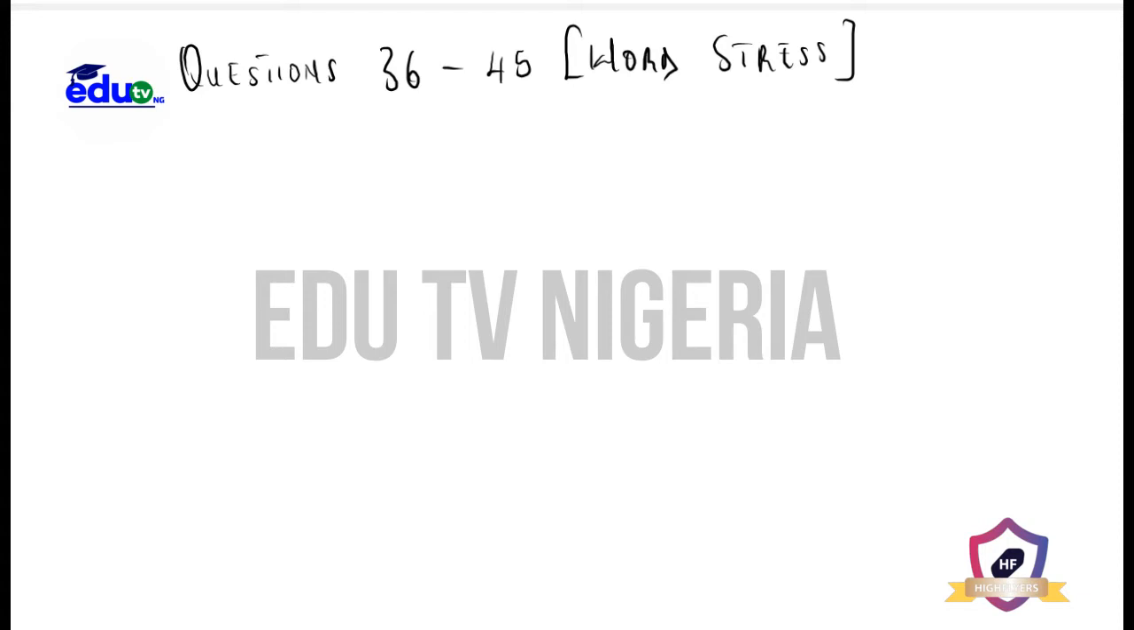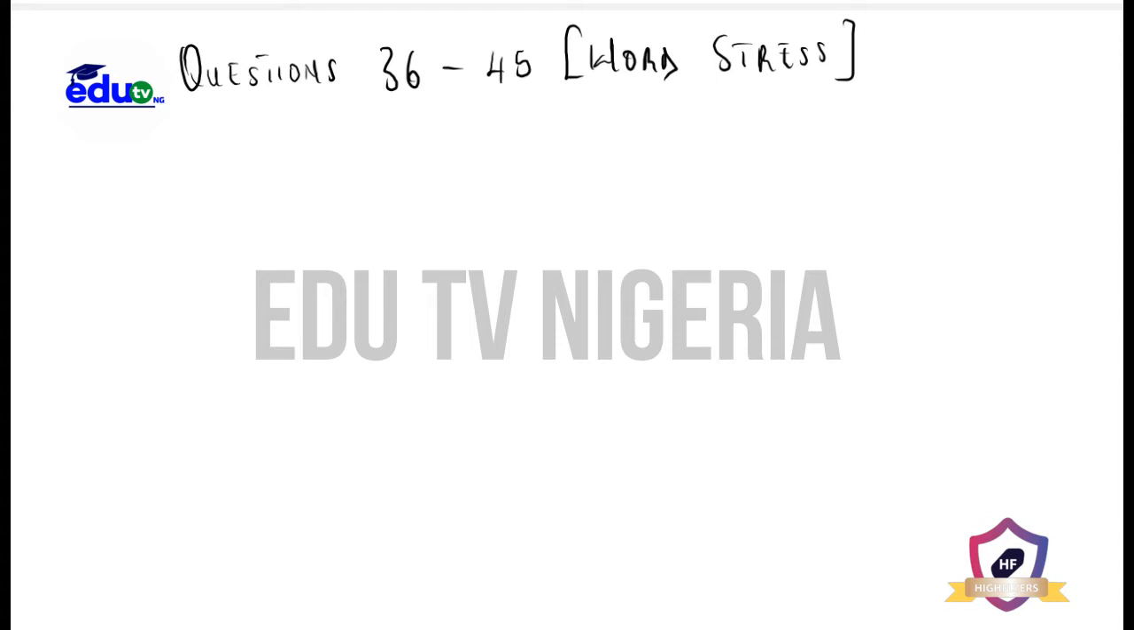And this time around, we are still on the 2019 West Africa Senior Secondary Certificate Examination, and right now we are focusing on questions 36 to 45. Questions 36 to 45 are set to test your knowledge of the topic stress in English, and this time we're looking at word stress, because in English we have two types of stress: word stress and sentence stress. So we're focusing on word stress, questions 36 to 45.